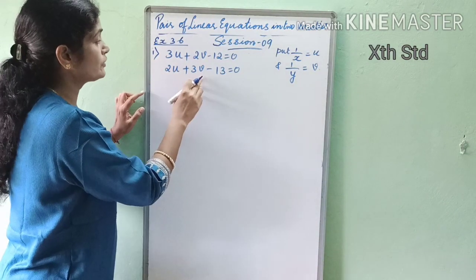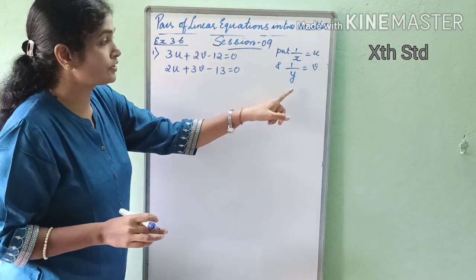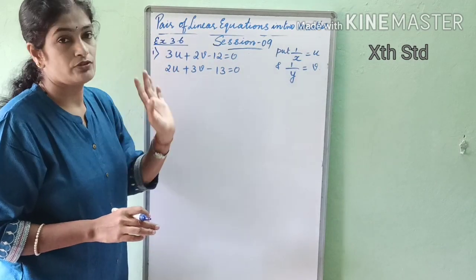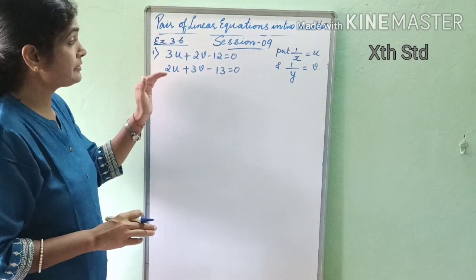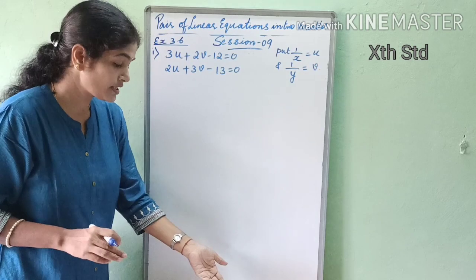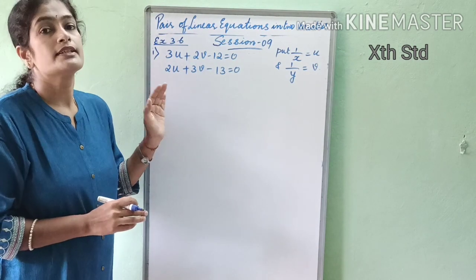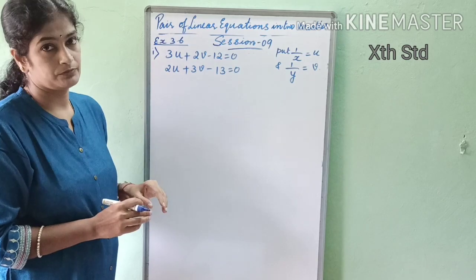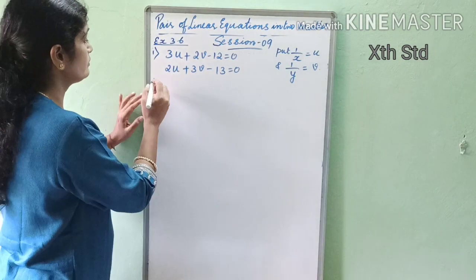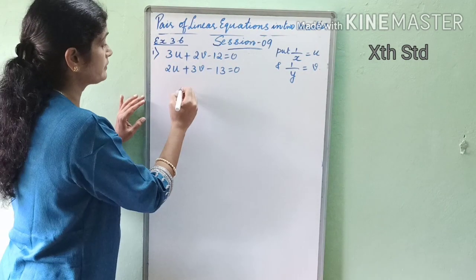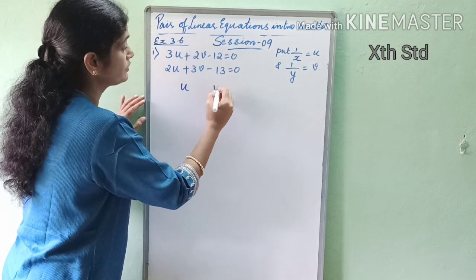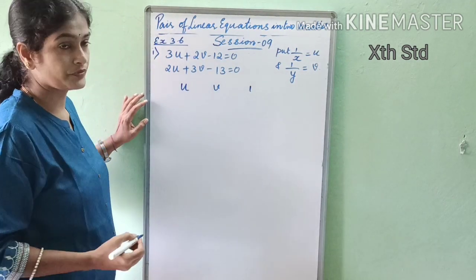So once we get u and v, we have to substitute it here and get the values of x and y, because our aim is to solve the linear equations which they have given in x and y. That means we have to find out the value of x and y. Okay. So any method we will do. We will do cross multiplication. So u, v, 1.